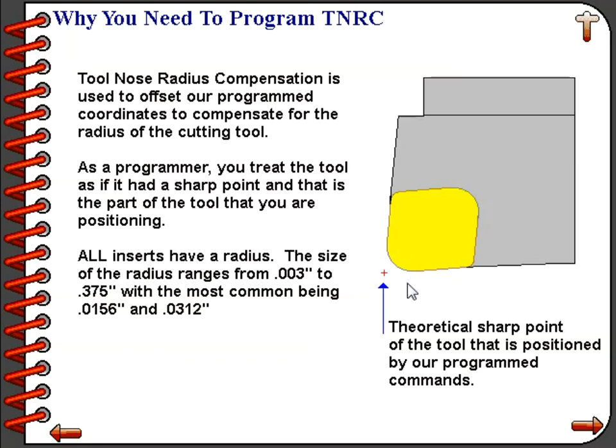If the tools were ground to a sharp point, that point would probably break off very quickly when cutting the first workpiece. Therefore, all carbide insert tooling has a radius on it. Now, most of the radii on these inserts are in the range of 15 thousandths to 31 thousandths. However, in special circumstances, this radius can be as small as 3 thousandths of an inch, all the way up to 3/8 of an inch, and even larger on big equipment. The thing you have to understand is that what we are programming is that theoretical sharp point of the tool.